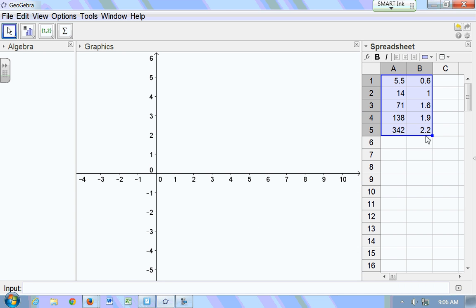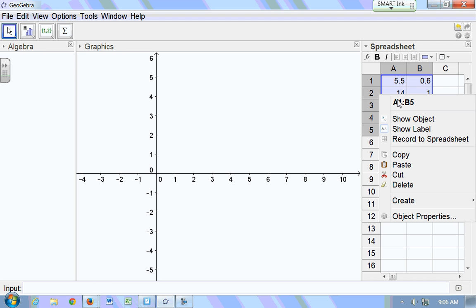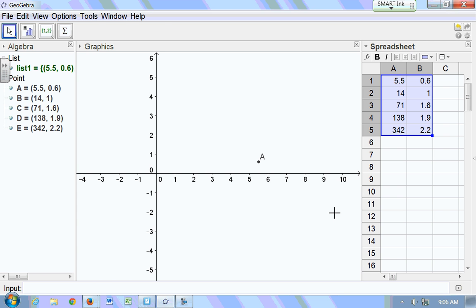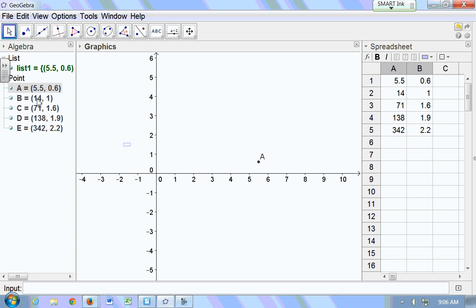I can highlight this whole thing, right click, and create a list of points. And there's all my points plotted over A, B, C, D, and E. And I'm going to hide the spreadsheet now.